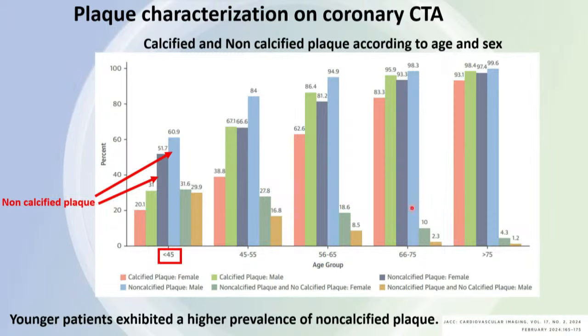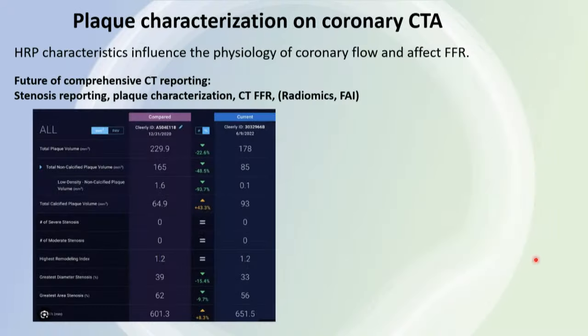And this is an important thing. We already knew this. This data is confirming this, that younger patients exhibit a higher prevalence of non-calcified plaque. So when you look at patients less than 45 years of age, this is women, and these are men with non-calcified plaque. So it's a much higher proportion of non-calcified plaque versus in older patients, this proportion is basically the same.